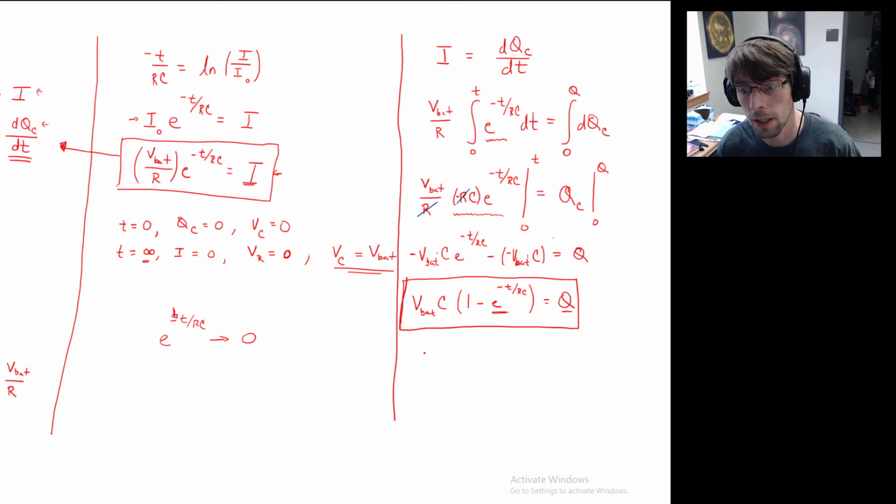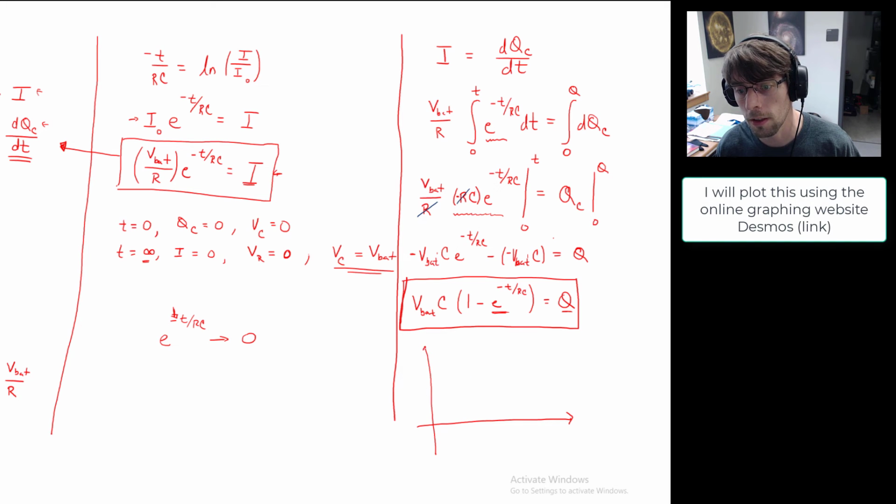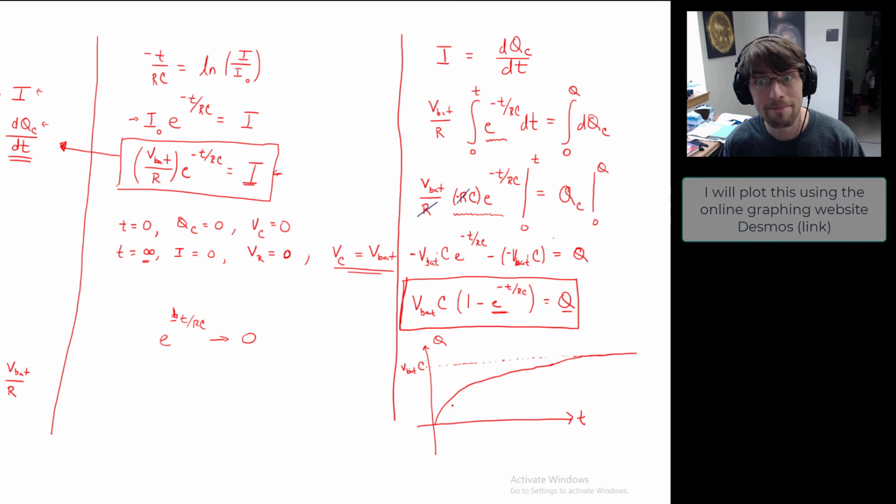What is this? Well, I will hand draw it, and then we'll plot it in some better program here. Say as a function of time, and you have Q. This is the asymptotic behavior. It'll get close but never touch. And this value will be V battery times C. So it'll just grow and get really, really close. That's the limiting behavior.